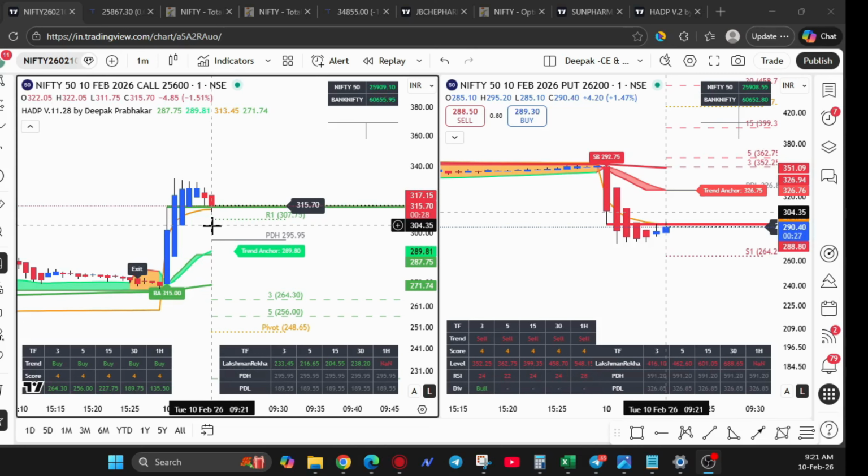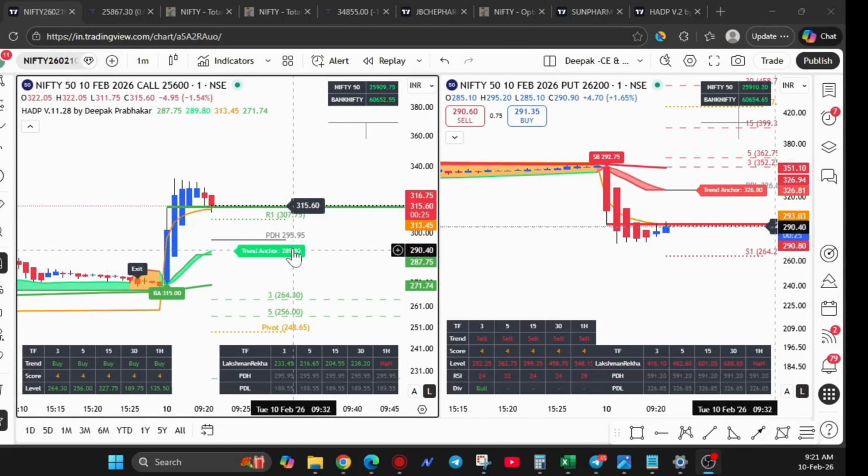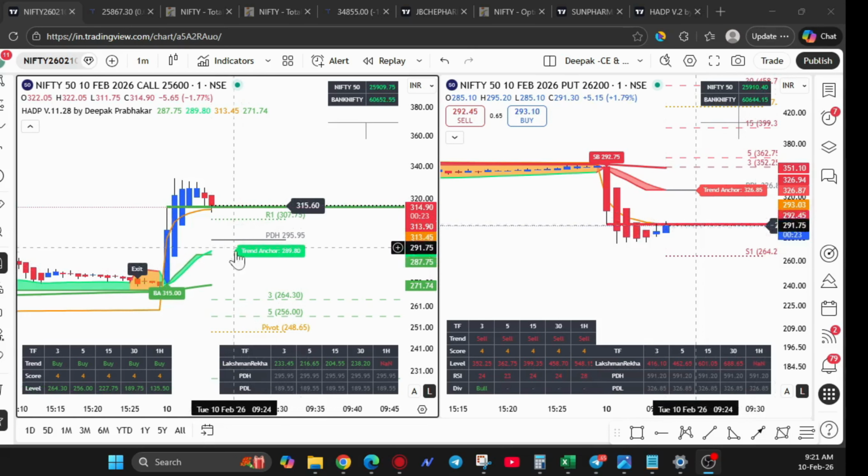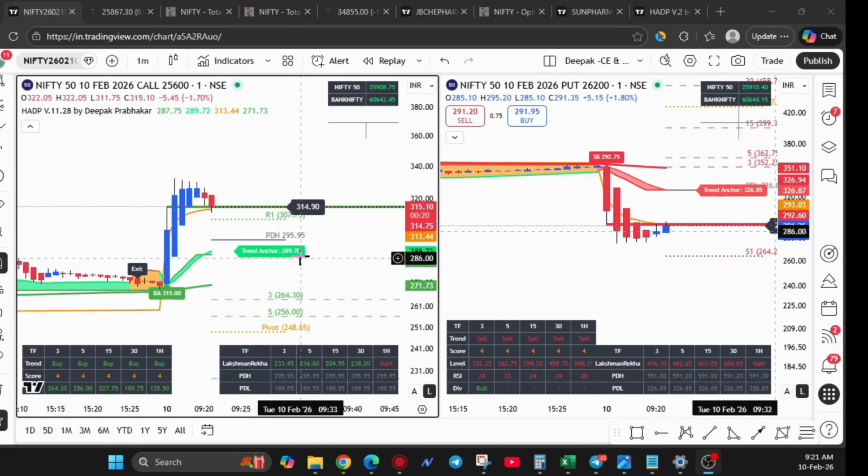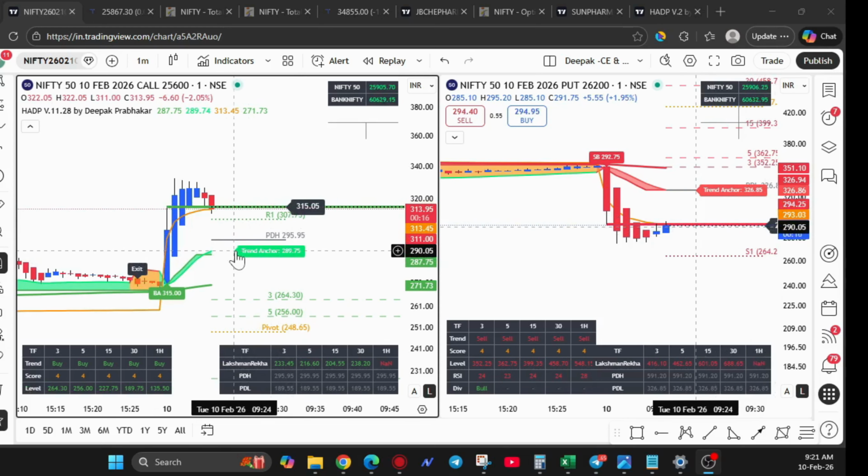Purely depends on your risk taking capacity. As long as this trend doesn't change and you're okay with the stop loss on a closing basis of a 1 minute candle, it's fine to take a long again. That purely depends on you.